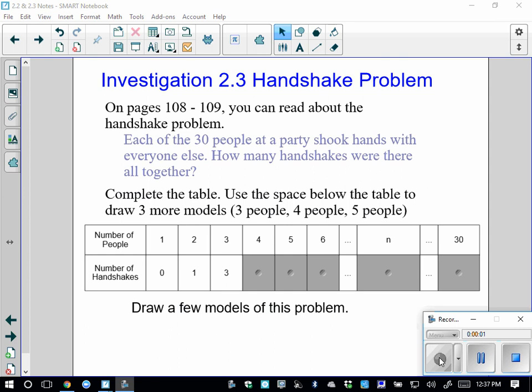Investigation 2-3, we're going to do a flip lesson, and we're going to start with this handshake problem. And then I have a few examples for you to work along with me.